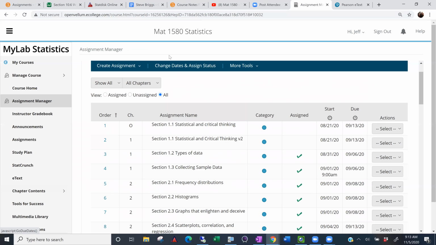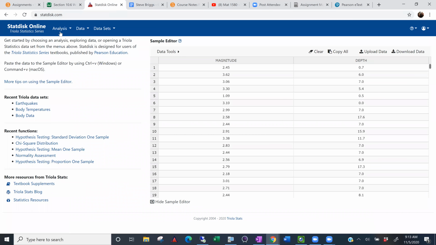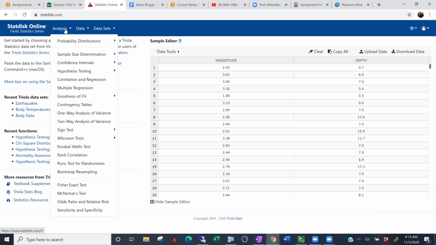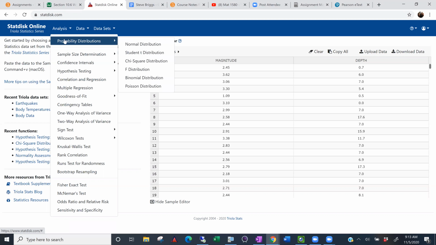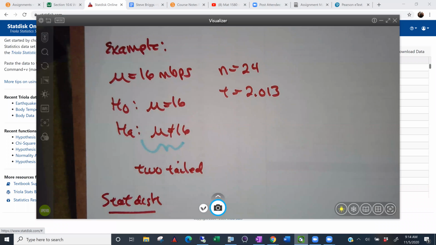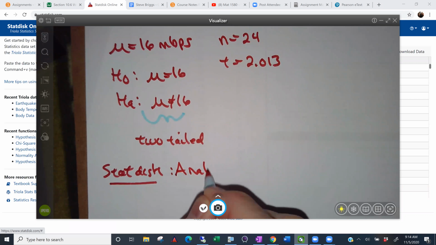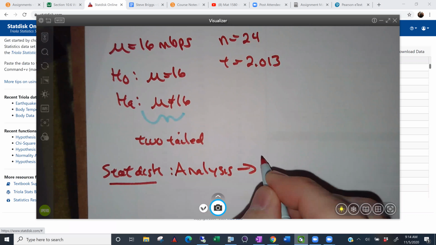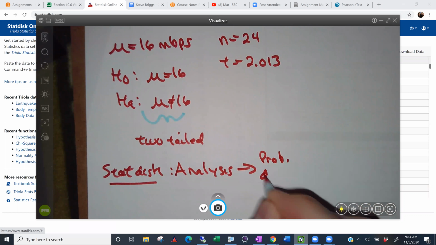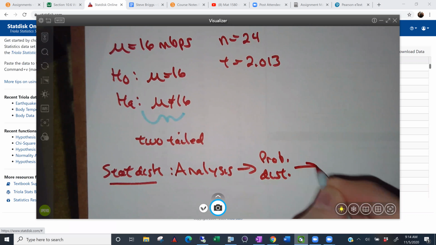So go to StatDisk. In StatDisk, you want to go to Analysis, and then Probability Distributions, and then Student T Distribution. So I'll write that down here. You're going to go to Analysis, then Probability Distribution, and then Student T.